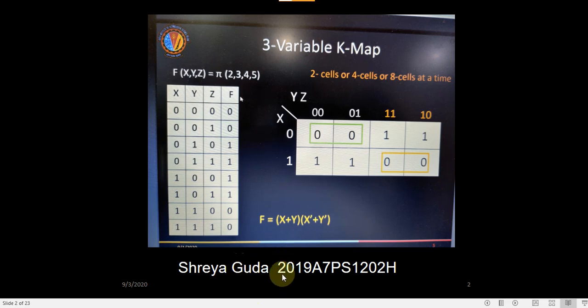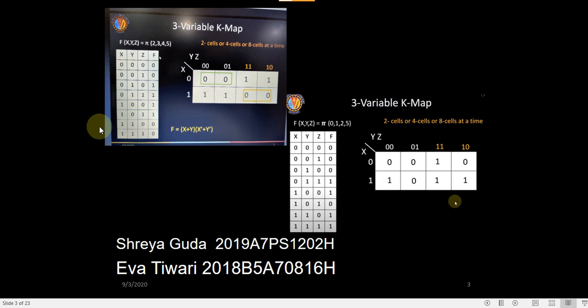Shreya, and there was one more student, Eva, brought out an ambiguity. There were two students who pointed out that f is equal to pi, max terms 2, 3, 4, 5, from the previous lectures, is actually erroneous. These are the min terms. If you see 2, 3, 4, 5, it is written 1 here. So these are the min terms, and there is an error in this slide.